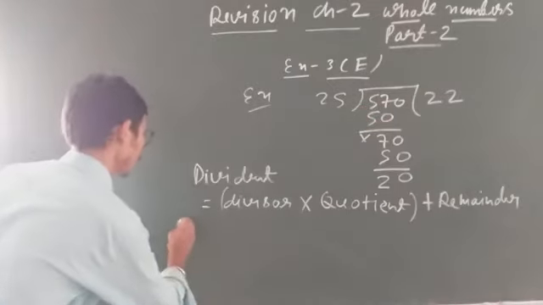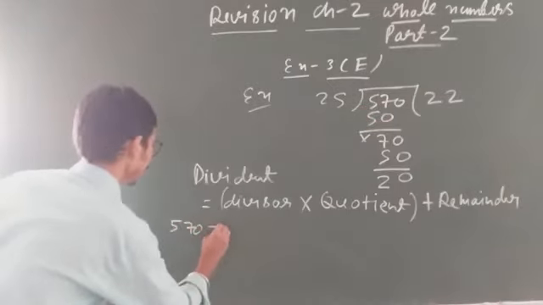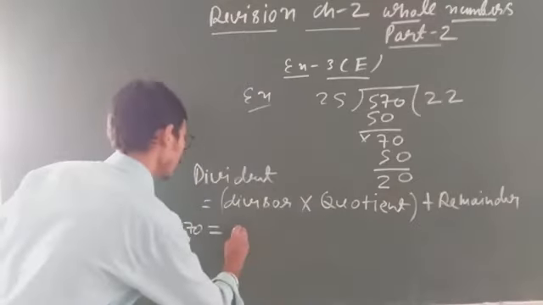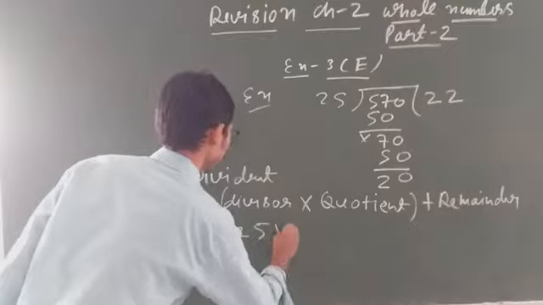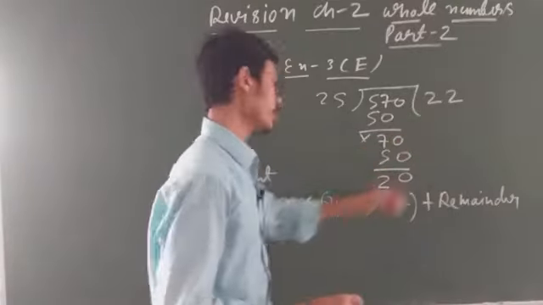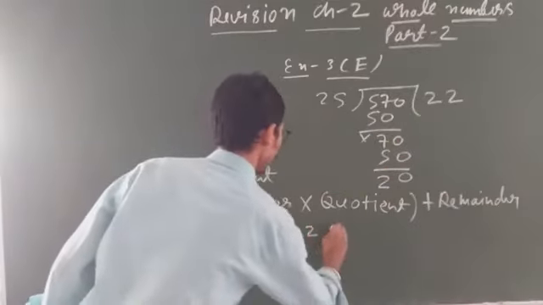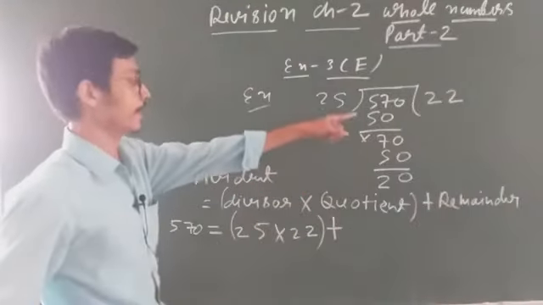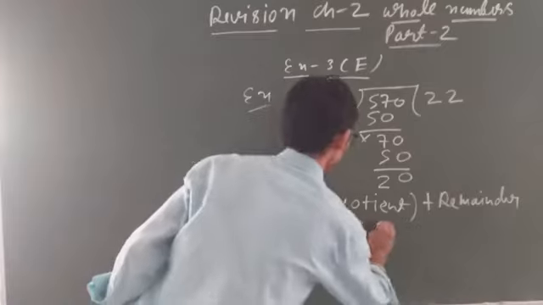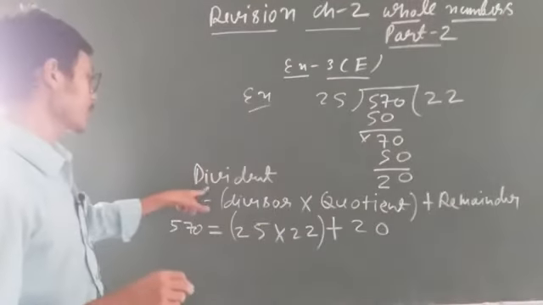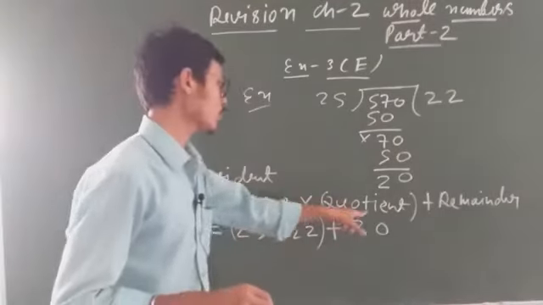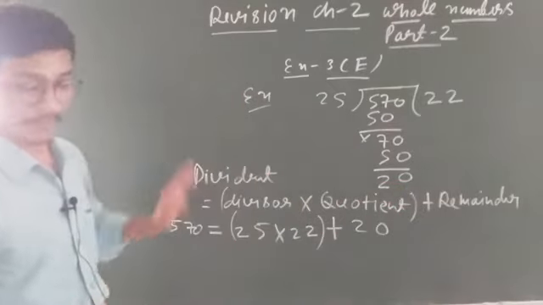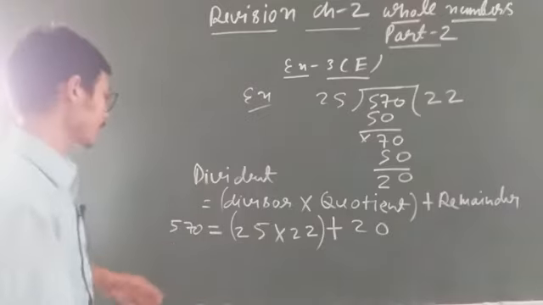So you will write down 570. Divisor, this is divisor, so you will write down 25. Quotient, this is 22, so write down 22 in bracket plus remainder. Remainder is what, student? 20. So write down 20. Now you have to check whether this dividend is equal to divisor into quotient plus remainder or not. If it is not equal, it means there is a mistake in your calculation. Clear? So now we will check.